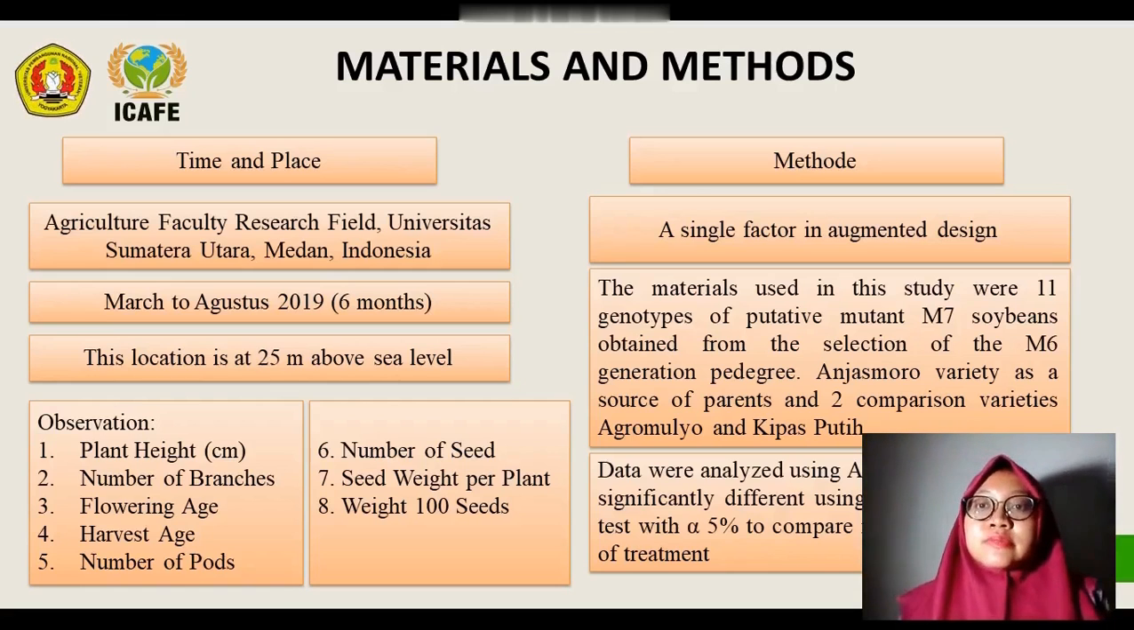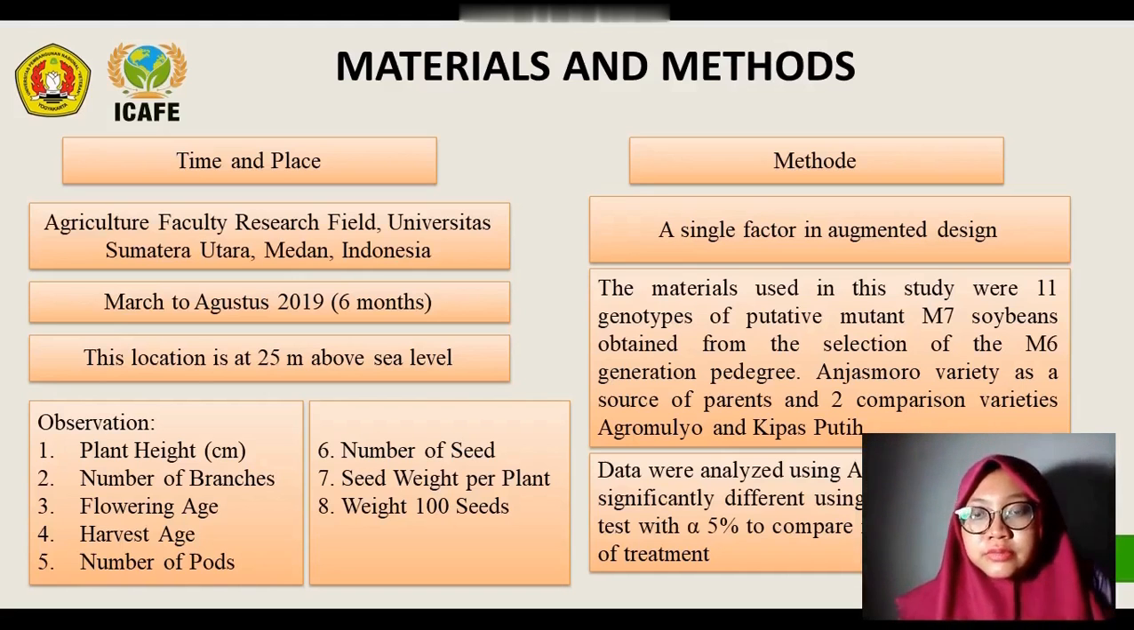Material and method. Place and time of research. This research was carried out from March to August 2019 on the research land of the Faculty of Agriculture, Universitas Sumatera Utara. The propagation of the Athelia rolfsii isolate was carried out at the Laboratory of Plant Disease, Faculty of Agriculture, Universitas Sumatera Utara.